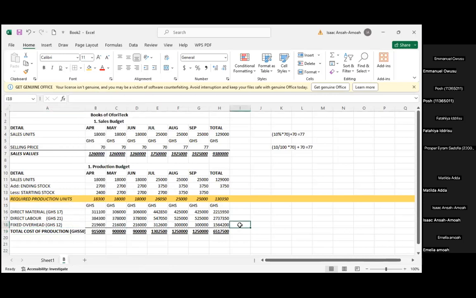This is supposed to have ended the production budget. But a lot of times we speak about depreciation.